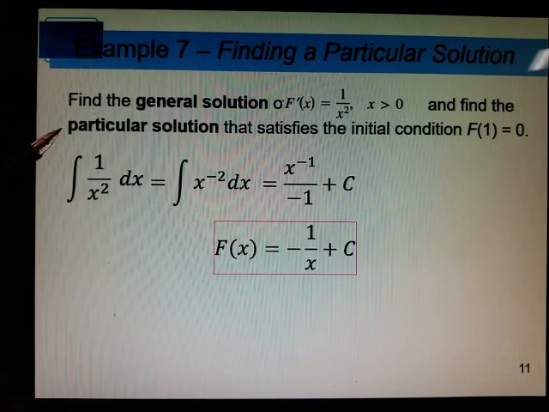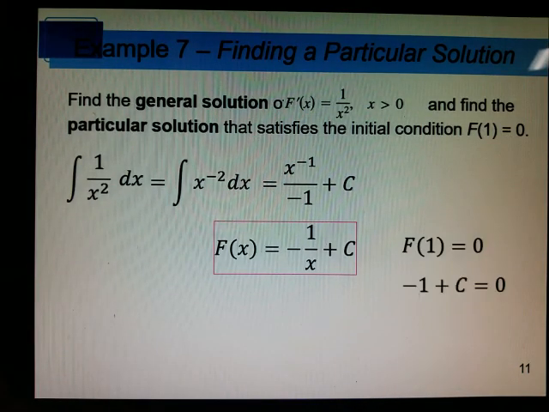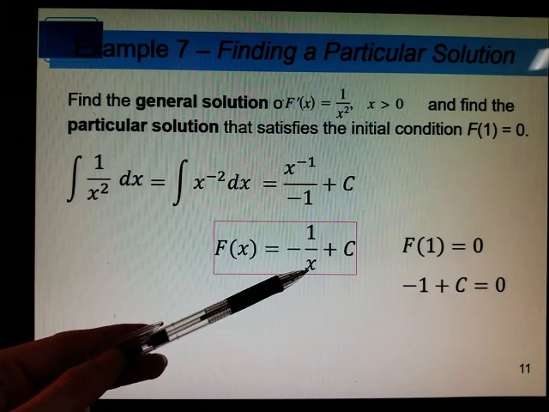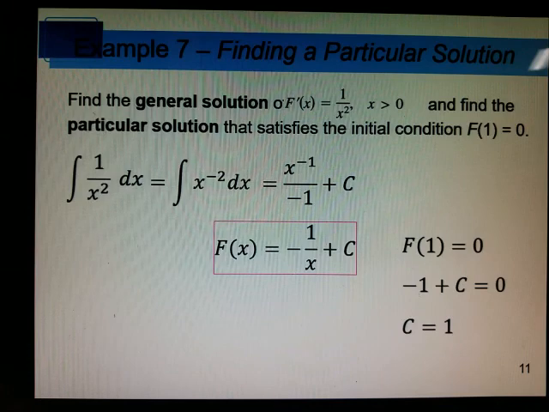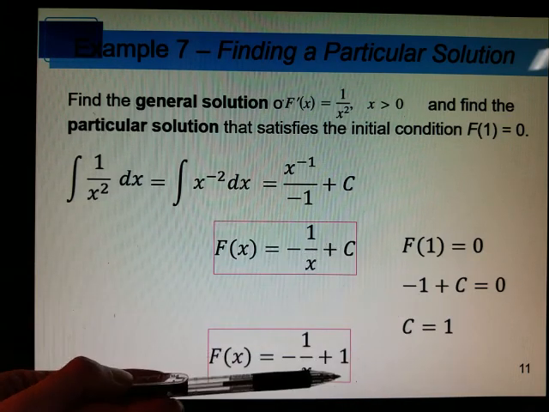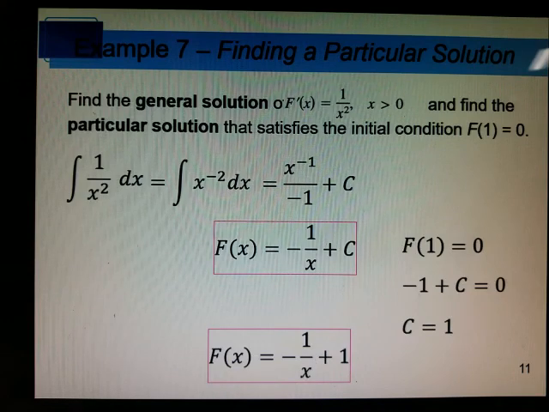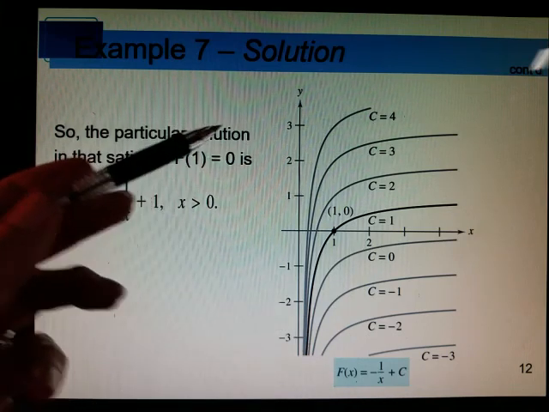Now, finding a particular solution means when you plug in the x, in this case 1, the equation equals 0. So we plug in 1 for x. The equation is equal to 0. Now, plugging in 1, that'd be negative 1 divided by 1. So that was negative 1. Add it over, c equals positive 1. So for the particular solution, I'm going to plug this 1 in for the c, and there's the particular solution. Okay, and this is just a different picture of what it looks like with all the different c values.